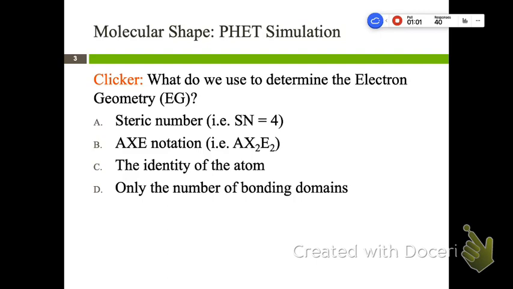Select your answer again. Couple more seconds. All right, I'm going to close that up. Can I get a volunteer that changed their mind and to explain why they changed their mind? We had about 10 or 15 people change their mind. Would anyone be brave enough to share?